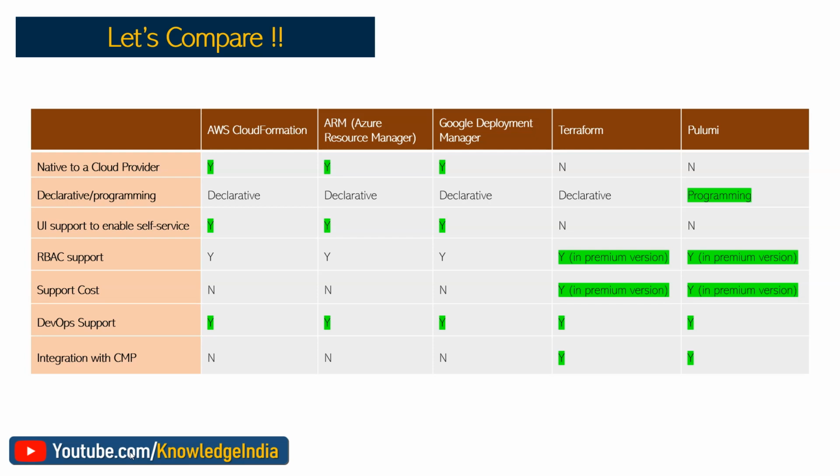Now, people may ask, oh, so that means straight away we should use Terraform or Pulumi, isn't it? But see, you cannot just decide on that one factor. Let us go through all the factors and understand it. Of course, if you have infrastructure in multiple clouds, then it makes sense to choose a platform with which you can write the code and of course build infrastructure in multiple cloud platforms.